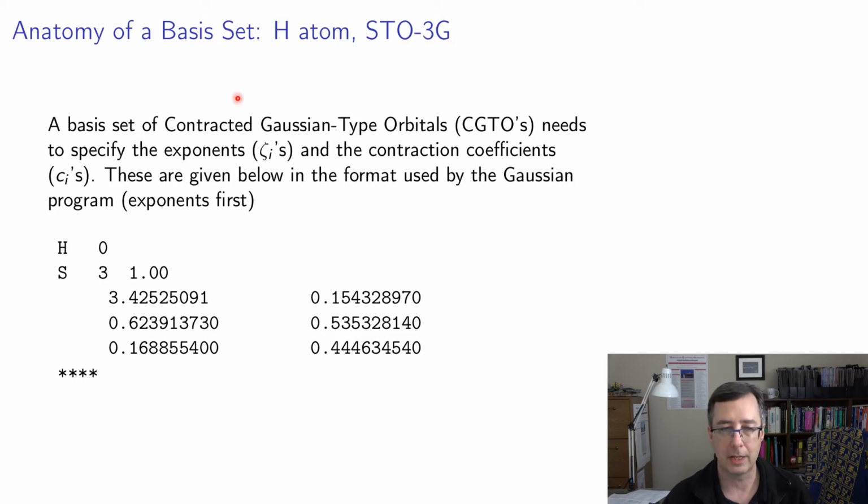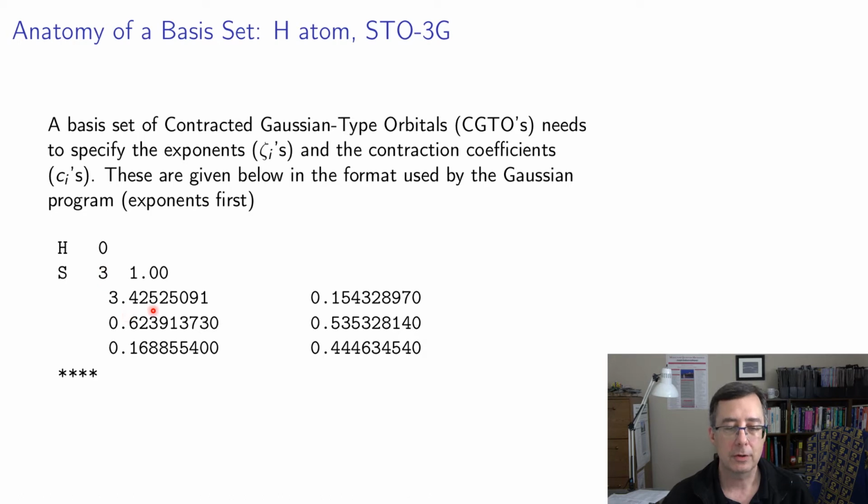So what does this look like? Here's an example for a hydrogen atom. This is in the format of the famous Gaussian program, and that format has been adopted since then by other quantum chemistry programs, so this is a common format. You put the name of the atom, and then there's a 0. I don't know if this is ever different than 0. Then you have one of your basis functions. So this is an S function, and it's made out of 3 primitive Gaussian-type orbitals.